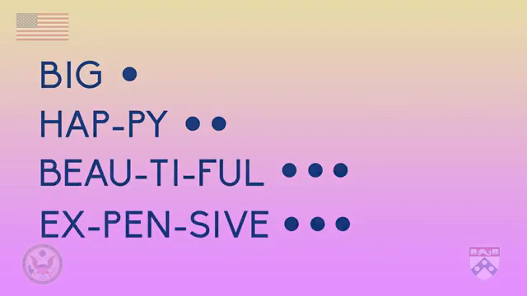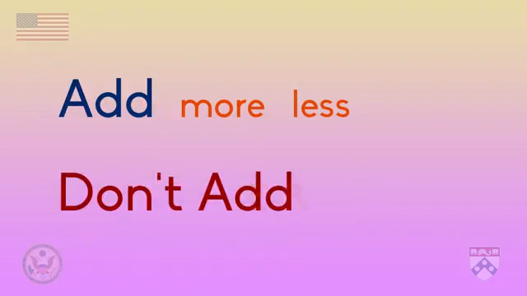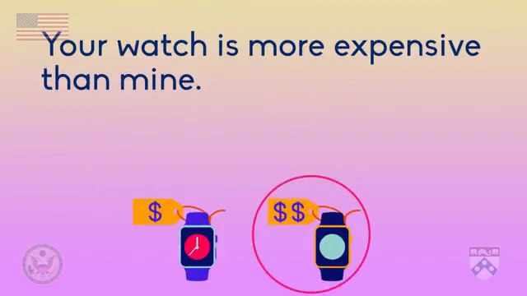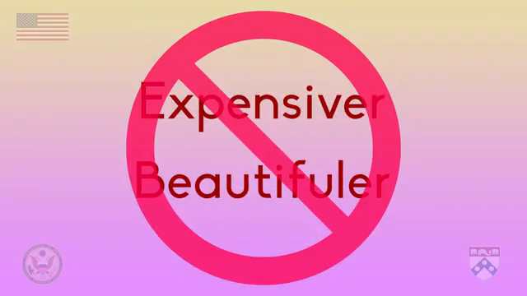adjectives from them. We add the word more or less in front of adjectives with more than two syllables, and we don't add ER to the end. So we can say, your watch is more expensive than mine, or my watch is less expensive than yours, but we don't say expensiver or beautifuler.